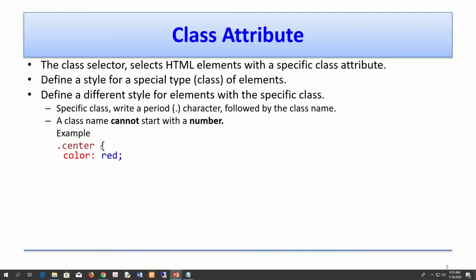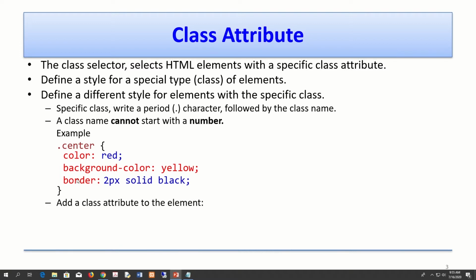And then here we open the curly bracket and set the color, and then we set the background color as well. So this is the font color, the background color is yellow, and then the border. So this is our class. Then we can add the class attribute to the HTML element. So this is the center, that's the class attribute, and then there's the name of the class.